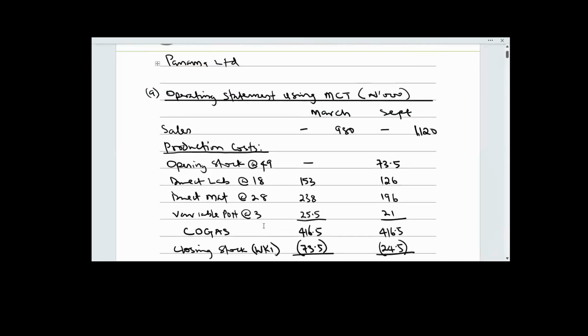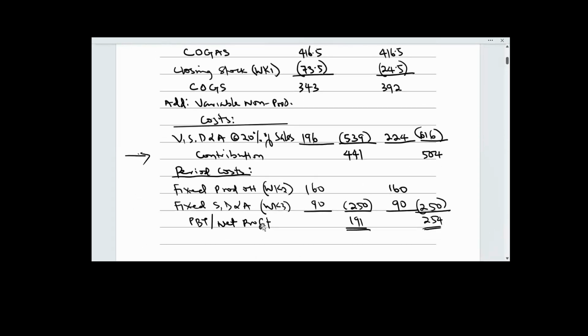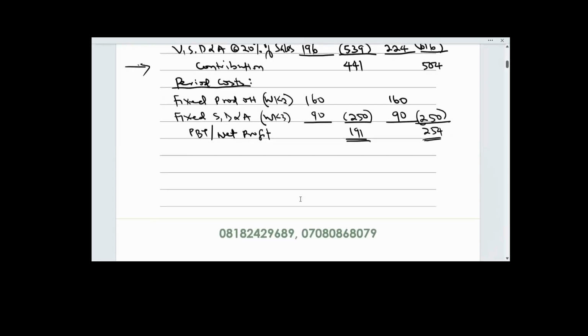So this is how to present income statement using marginal costing approach. So let's go to absorption costing approach. Number B, operating statements.